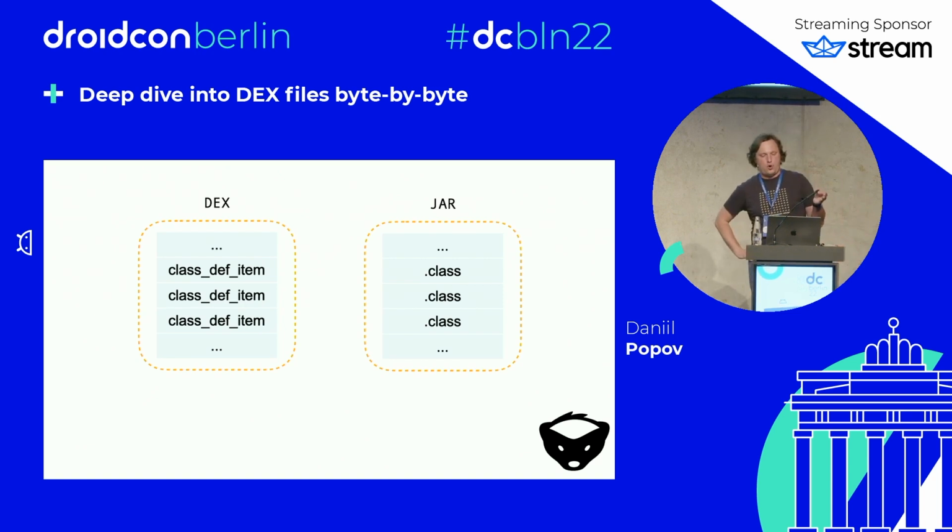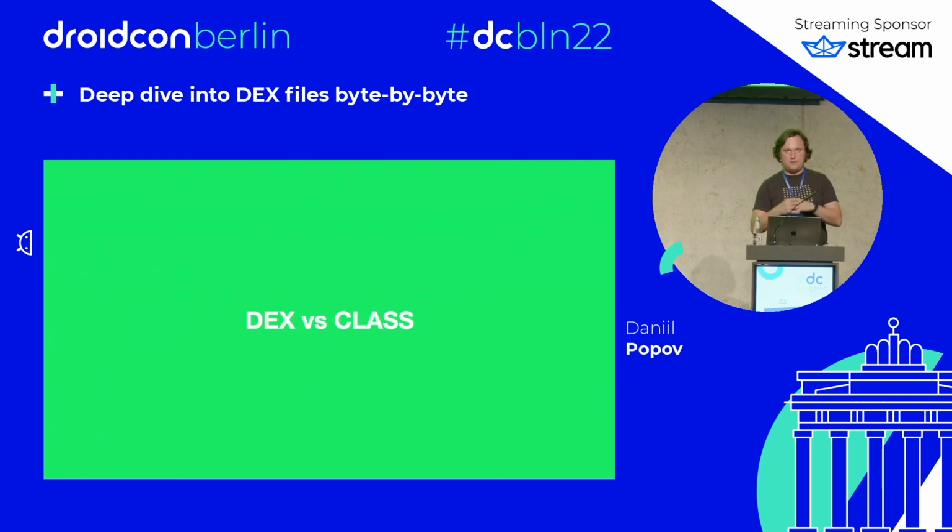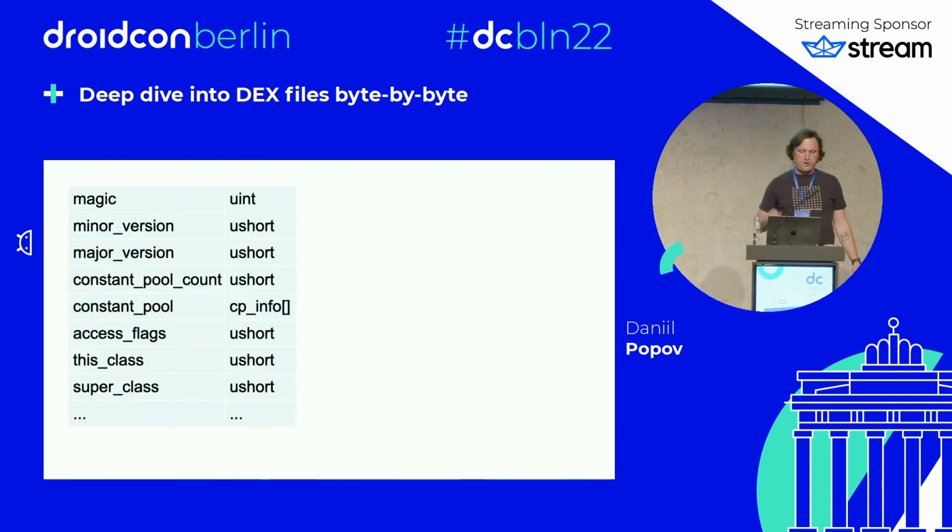I wanted to show that both DEX and jar files can contain multiple classes inside, because DEX is designed for it, and jar is just a zip archive which contains multiple classes inside. That's the only similar thing here. But from an engineering point of view, it's more correct to compare the structure of DEX and a class file. Let's briefly do that.